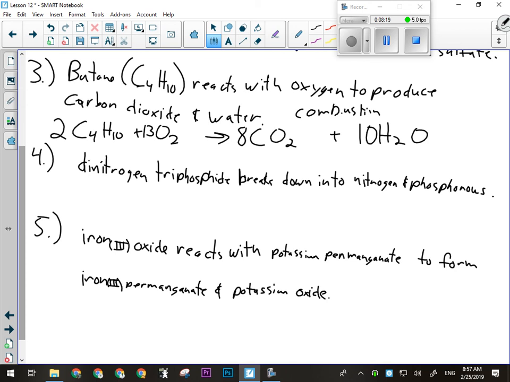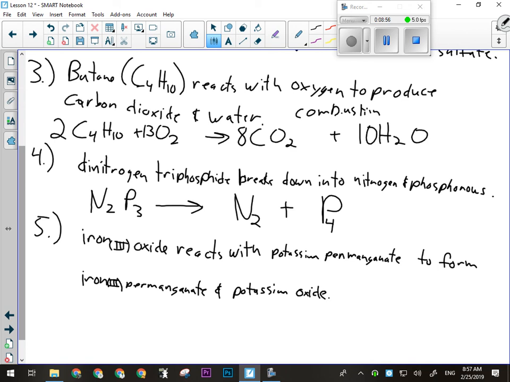Okay, so in number 4, we've got dinitrogen triphosphide, so a molecular compound, N2P3, and it's breaking down. So it's not reacting with anything, it's just breaking down into nitrogen and phosphorus. Anything special I got to put on those two things? Ethan? Right, these are both molecular elements. That is, when they are by themselves, they come as a molecule and not as single atoms like most things do. All right, so we got N2 and P4.